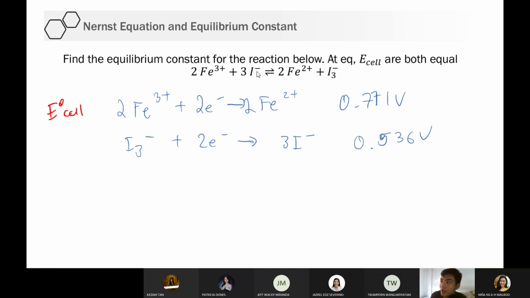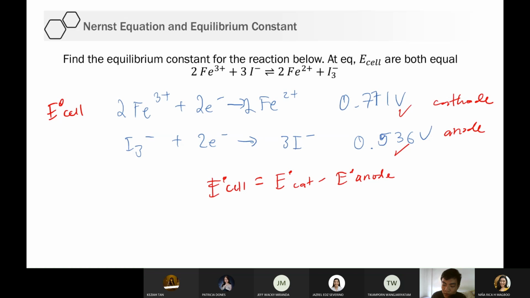Okay. So look at the equation here. Fe3+ to Fe2+. So this is reduction. So that means this is your cathode. This is your reduction. Then you have I minus to I3 minus. Again, it doesn't matter if the reaction here is reversed on the table. This is your anode. So you now know how to solve for the E naught cell. That is E naught cathode minus E naught anode. Just plug in these values, then you will get the E naught cell.